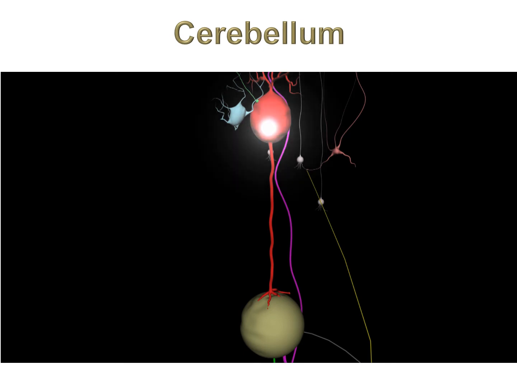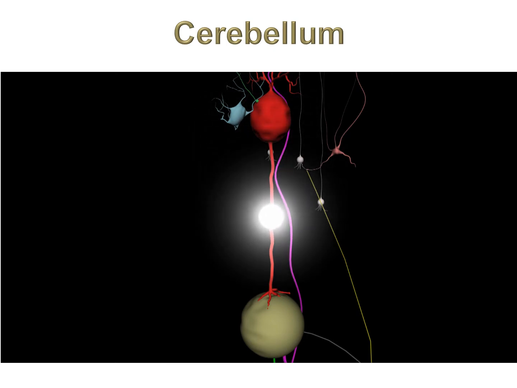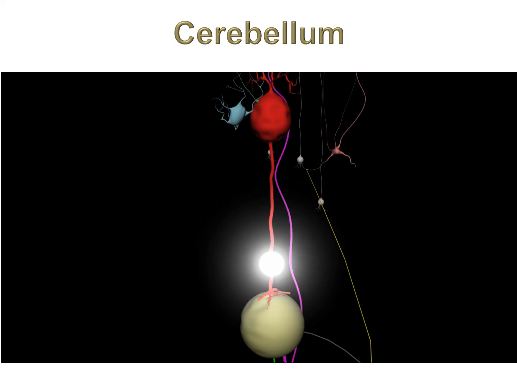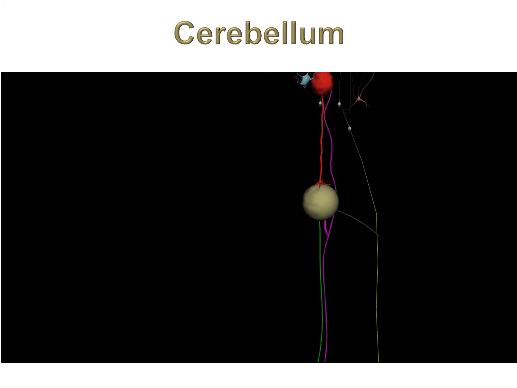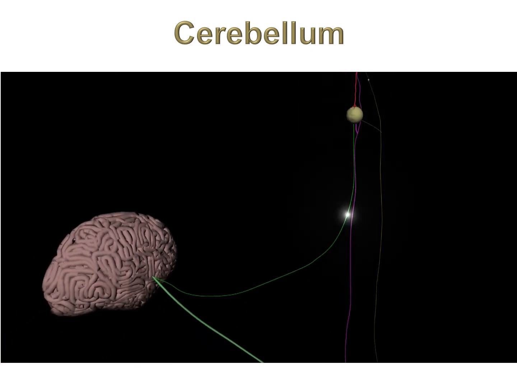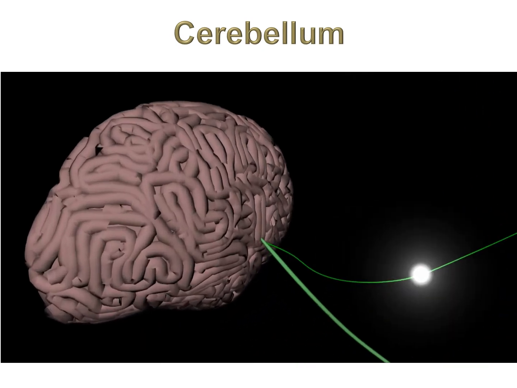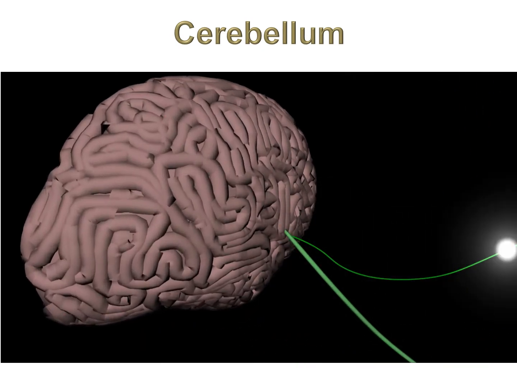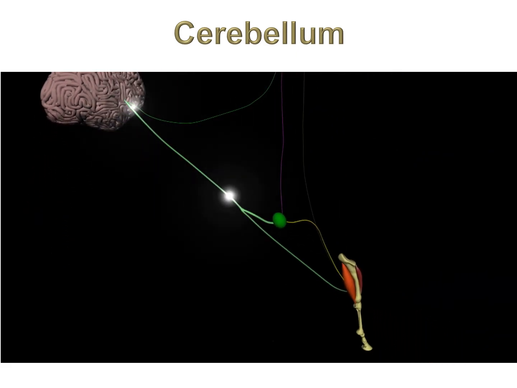From here, an integrated correction signal is sent to the premotor area of the cortex via the thalamus, if needed. Based on this information, the cortex sends a new signal to the limb to eventually correct the movement as it is taking place.